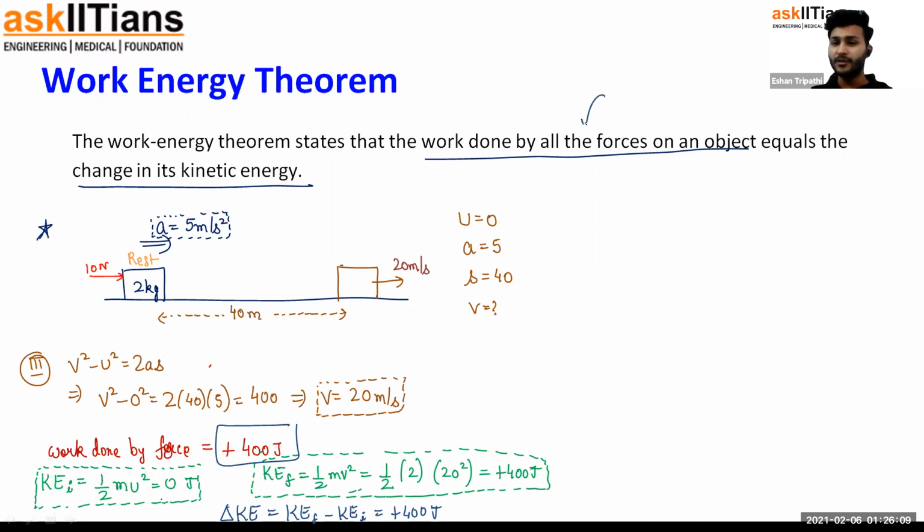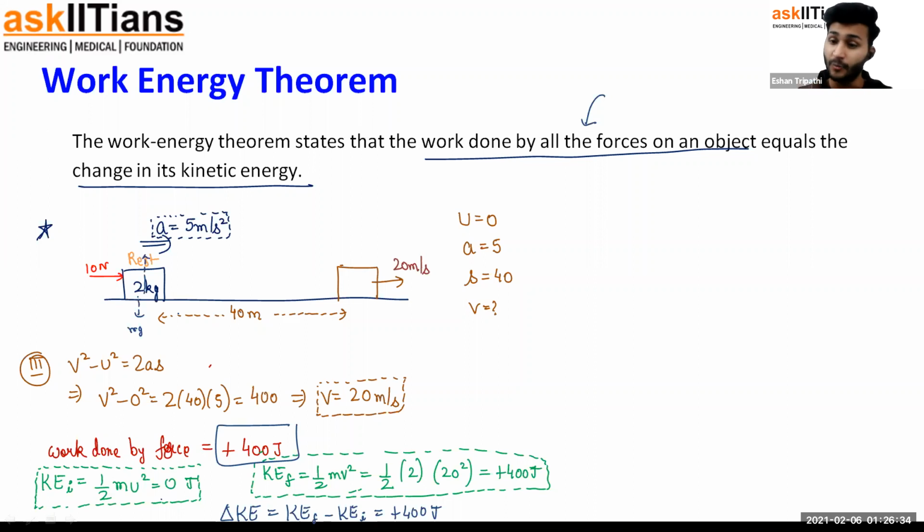Work done by all the forces on the object. Now, let's say we consider only one force. What about other forces? Other forces, the normal reaction, which is upward perpendicular, and gravity, which is mg, again perpendicular, do not do any work. They are at an angle of 90 degrees. Their works were already zero. So the net work done by all the forces on this body is equal to the change in its kinetic energy. That is what this theorem says.